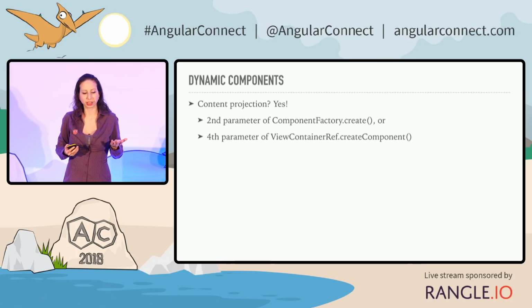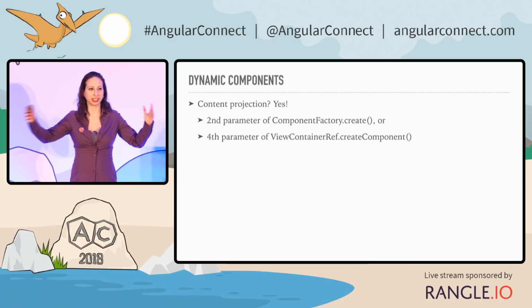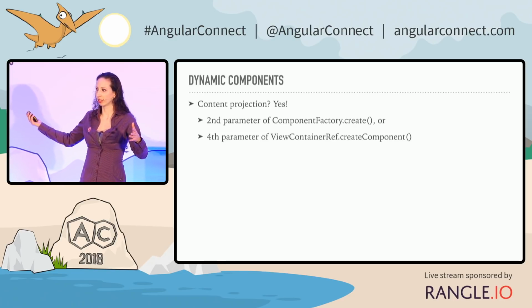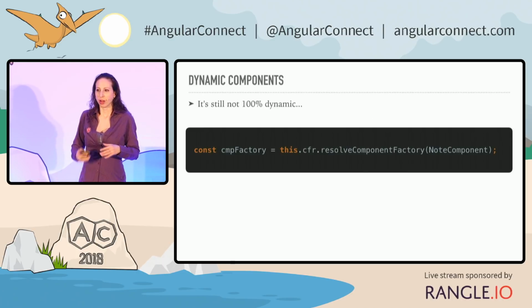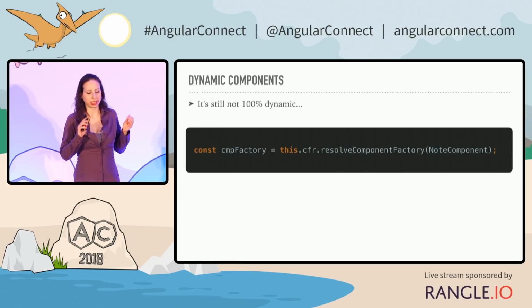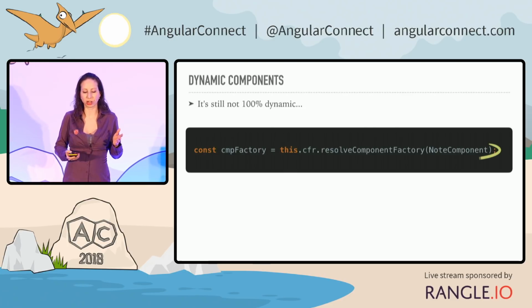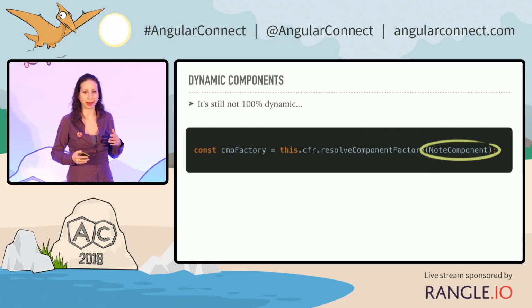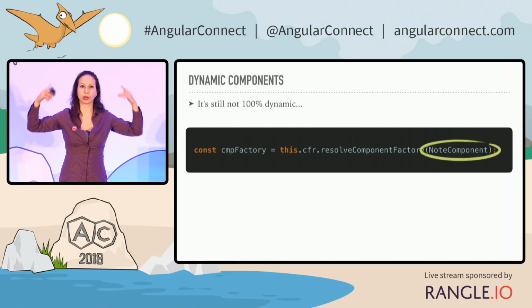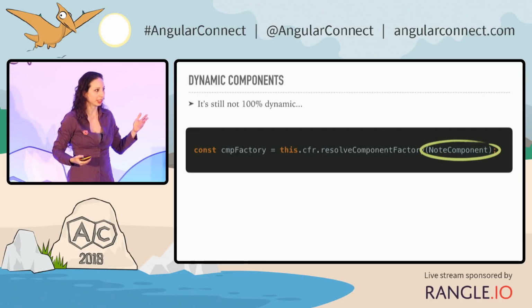What about content projection? Yes, we can do that. The content that you want to project will be added as a parameter to the instance creation. But still, if you've noticed, it's not 100% dynamic, okay? Because we need to know about the component that we're creating ahead of time. This means that we need to import this code into this file. That means that this code will be added to our bundle.